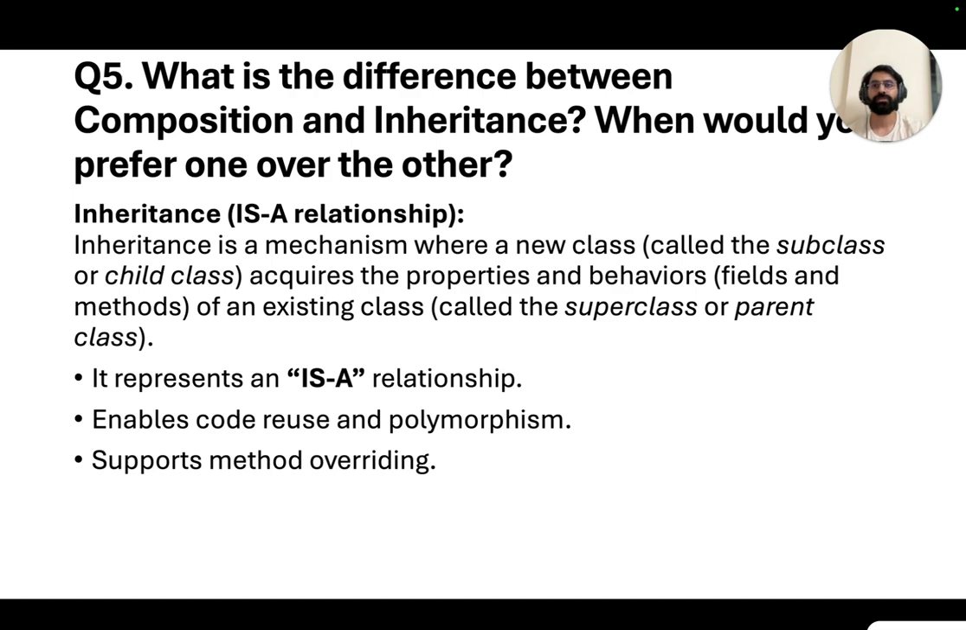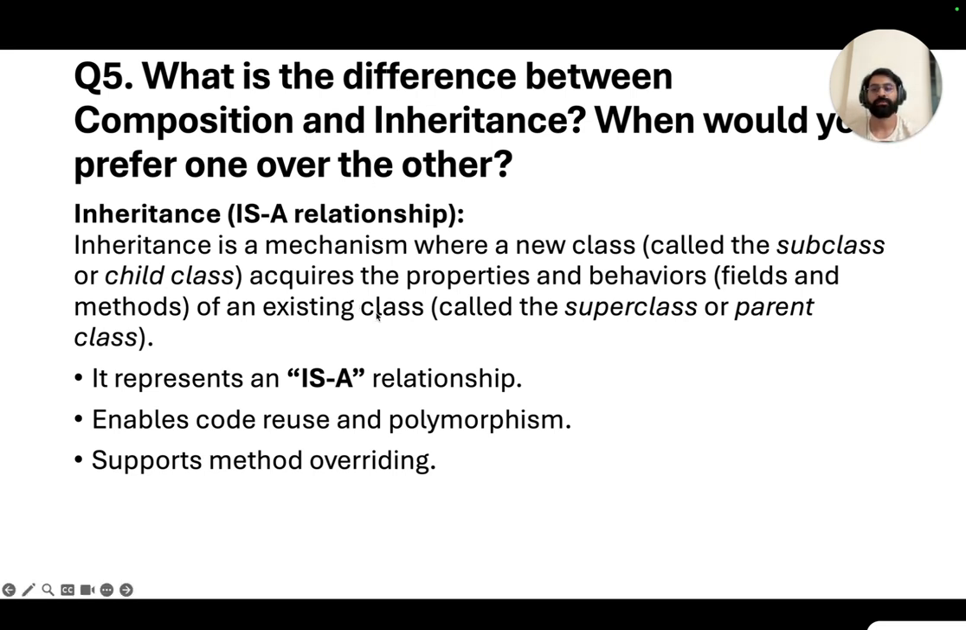Now, what is the difference between composition and inheritance, and when would you prefer one over the other? This is also very important. Inheritance is an is-a relationship. If we create a new class, a child class or subclass, that inherits the properties from a parent class, then it's called inheritance. So it is considered an is-a relationship.